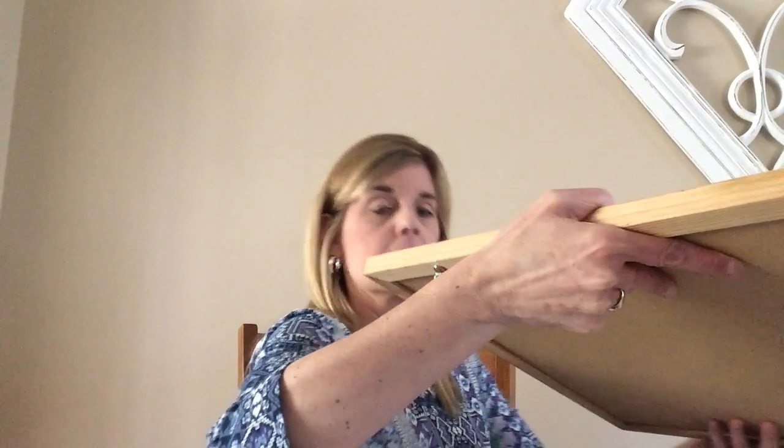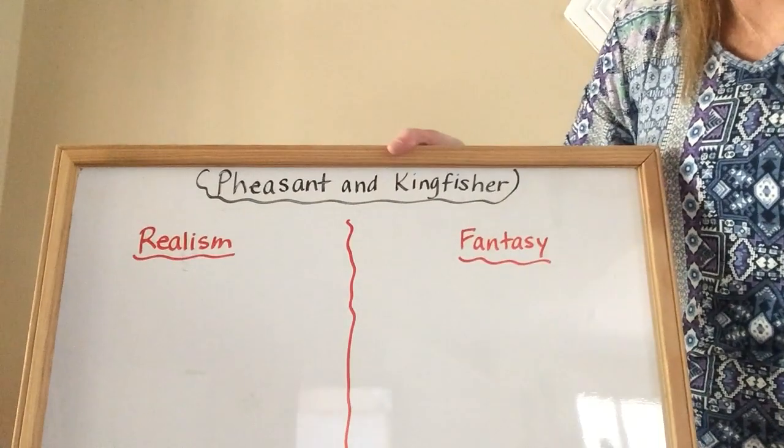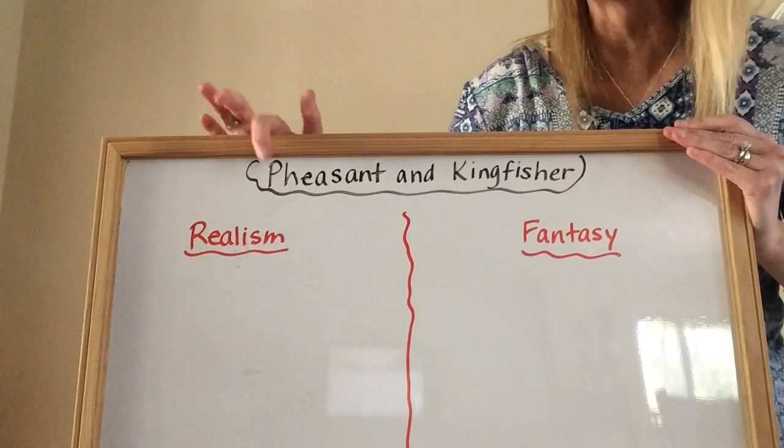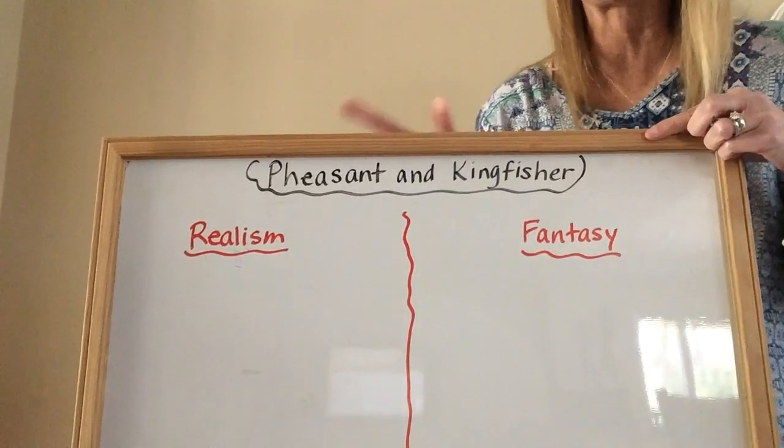What events in the story really could happen in real life, and what events in the story could not ever happen in real life? Okay, now, normally if we're in school, you shout out answers, and I know we don't get to be together in school right now, so I'm going to hold it up, and I want you to shout it out from home, just like you were participating in the story spot. Okay, so I made a chart. It looks like this. So we have the title at the top, Pheasant and Kingfisher, and on this side is realism, and the other side is fantasy.